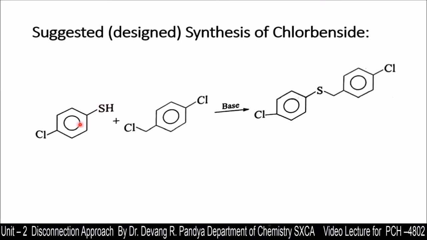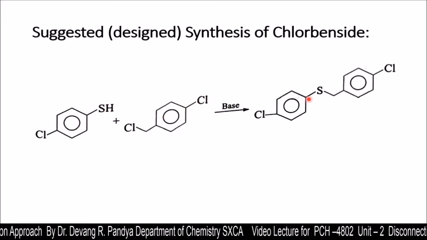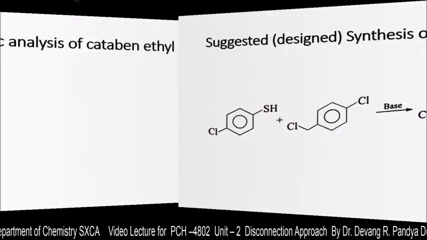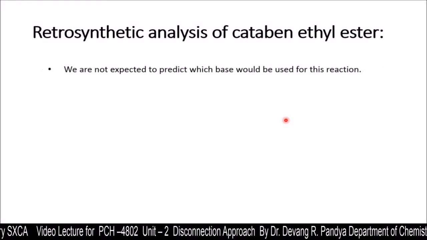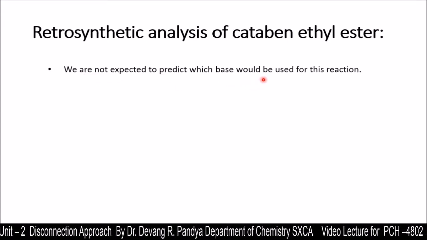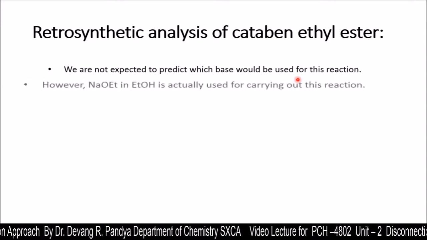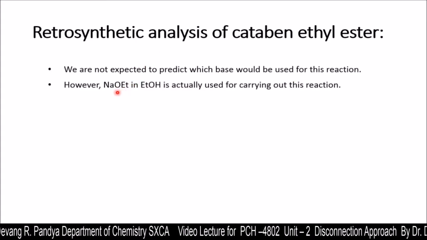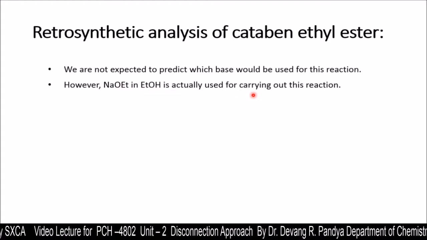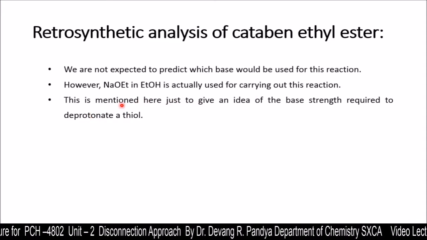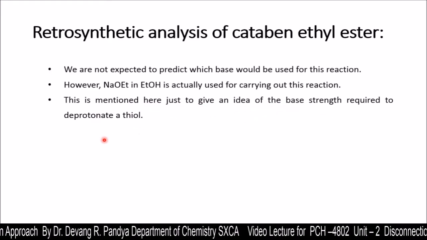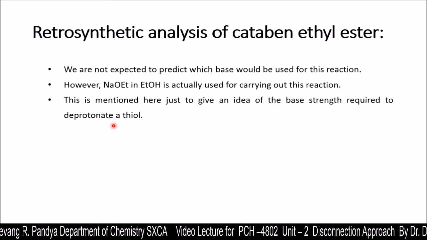Here our one synthetic equivalent is this dichloro compound. In the presence of base, the linkage would form and HCl will depart. We are going to get the target molecule back. Retrosynthetic analysis of carbon ethyl ester. We are not expected to predict which base would be used for this reaction. However, sodium ethoxide in ethanol is actually used for carrying out this reaction. This is mentioned here just to give an idea of the base strength required to deprotonate ethyl.